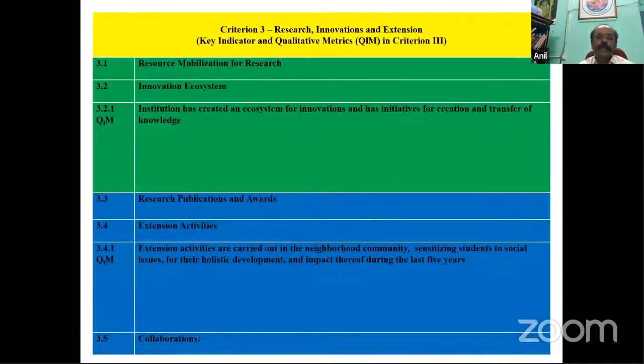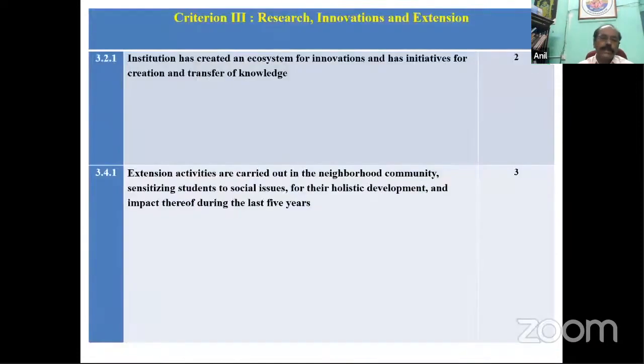Like this, criterion 3, research and innovation. This is a QLM part. And again, 3.2.1, they are asking whether the institution has created an ecosystem for innovation. And this is very important, because being an autonomous college for so long a time, they are looking for innovation and incubation sectors, startups like this. You have to evaluate whether you are there now. If not there, you have to establish it, you have to work on this to score the maximum score.